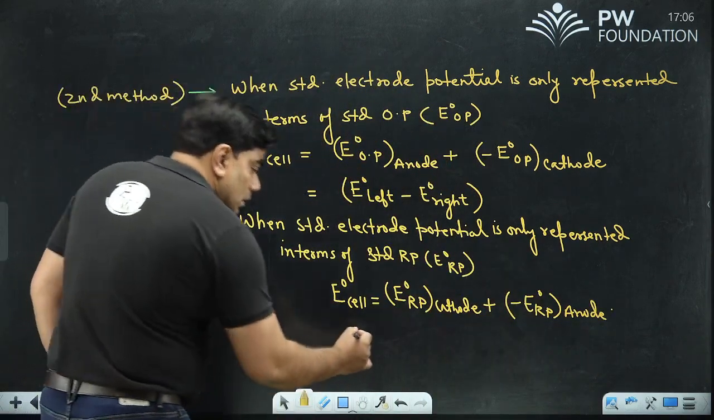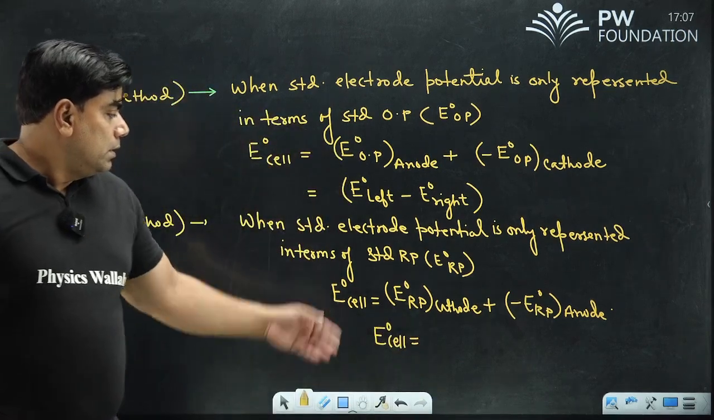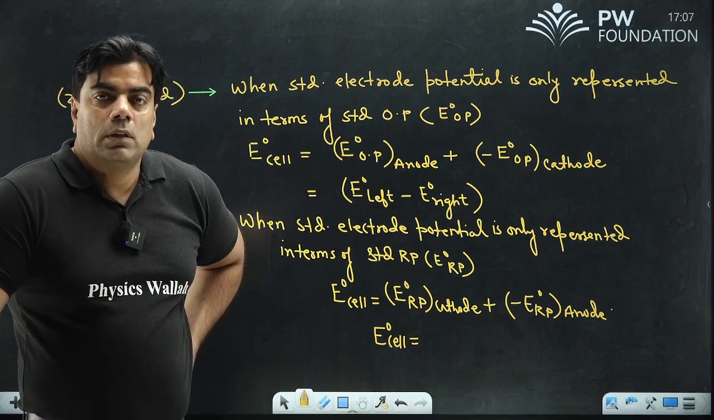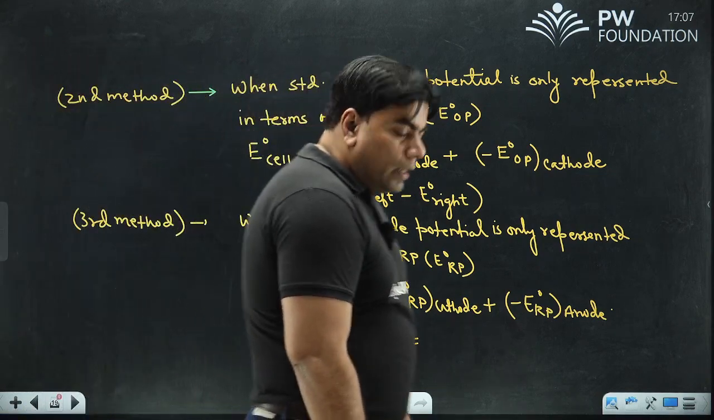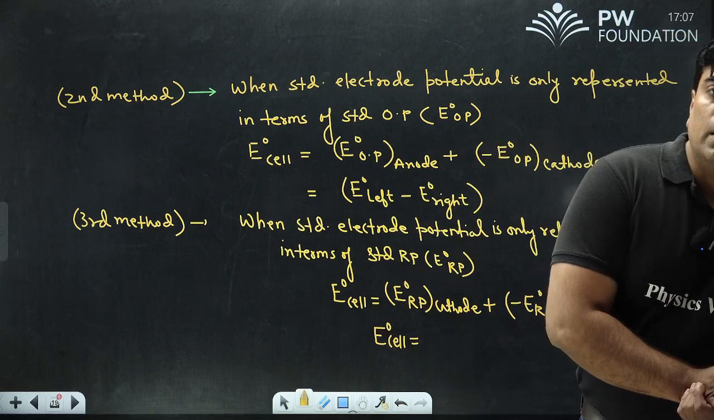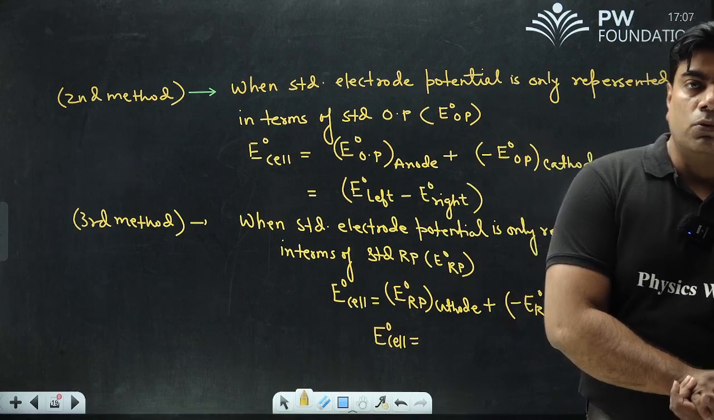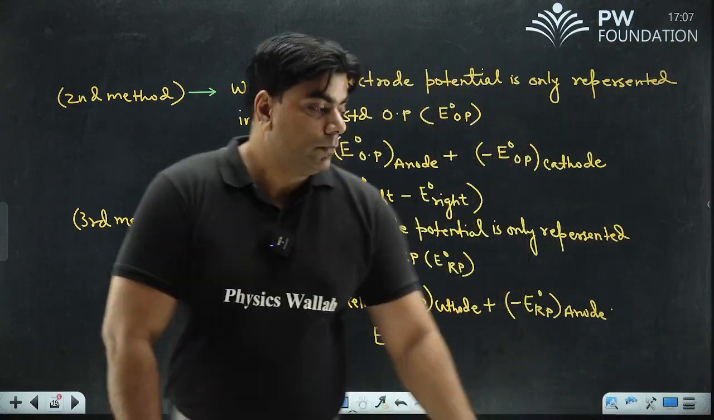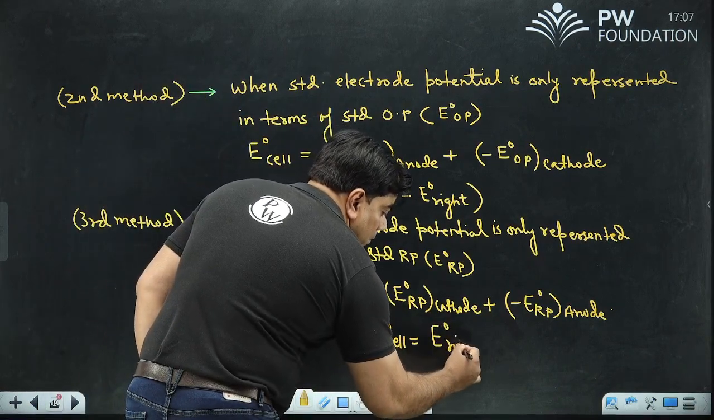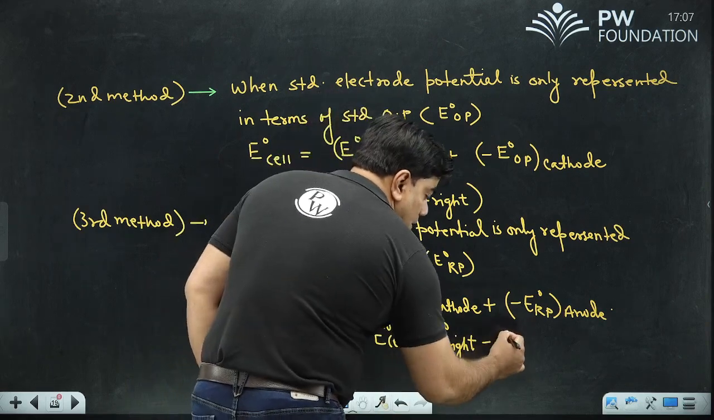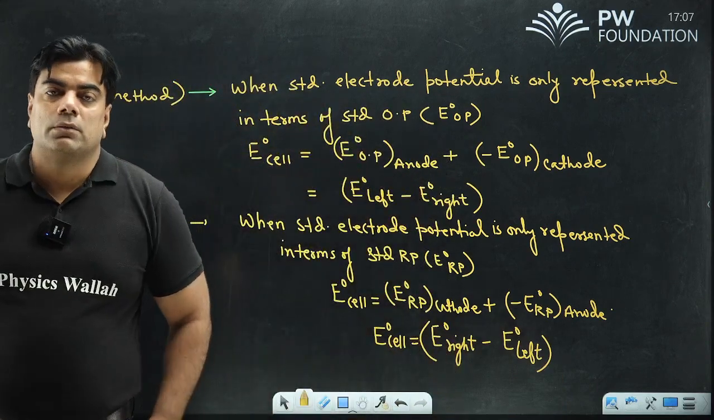Therefore, I already told you that cathode in the galvanic cell rearrangement is always kept in right hand side, and anode in the galvanic cell rearrangement is always kept in left hand side. Here cathode is written first, therefore we can write like the E naught right minus E naught left. This is the third method.